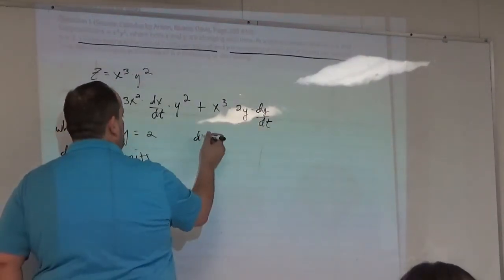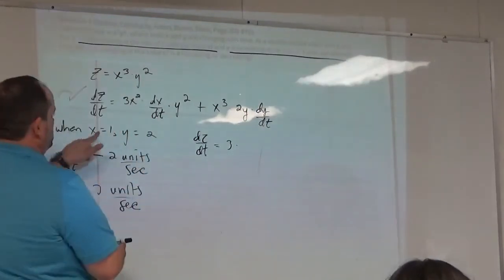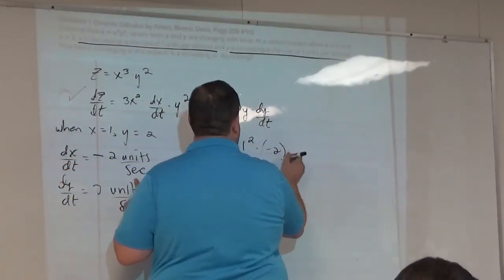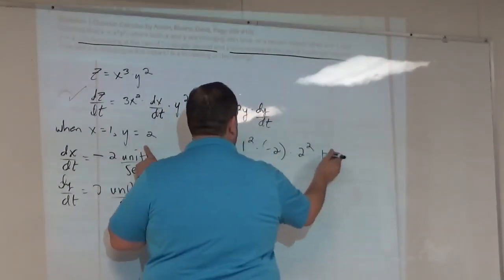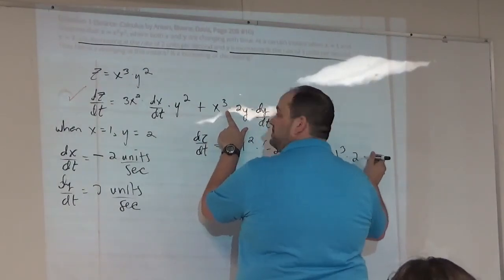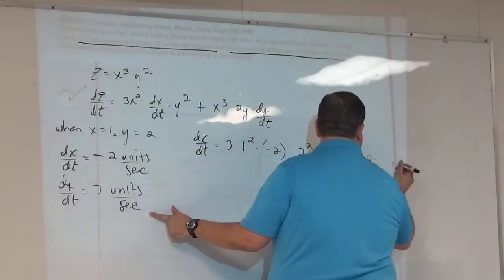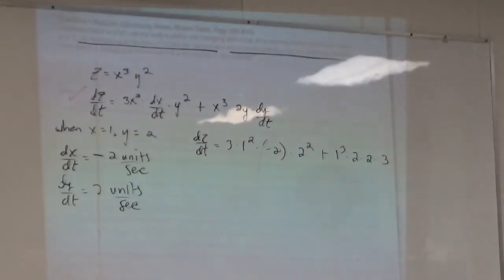dz dt is going to be 3 times 1 squared times dx dt, what is that, negative 2, times y squared, that's 2 squared, plus 1 cubed times 2 times 2 times dy dt. I know I'm totally in the way, sorry about that. The new piece is taking the derivative. Everything I just did is I just plugged everything in.